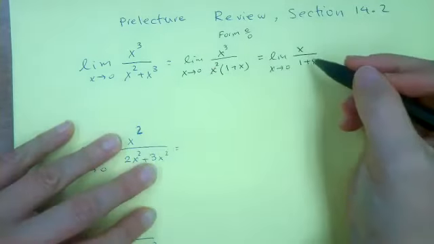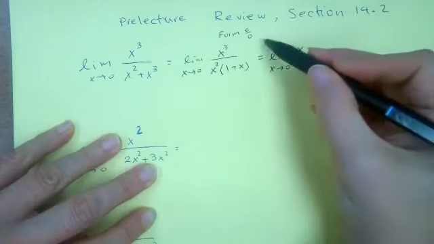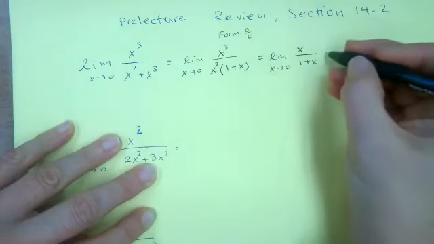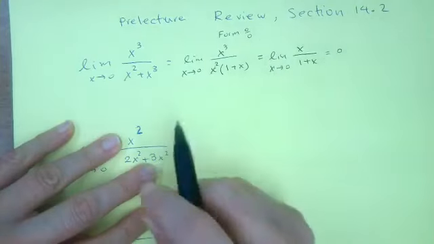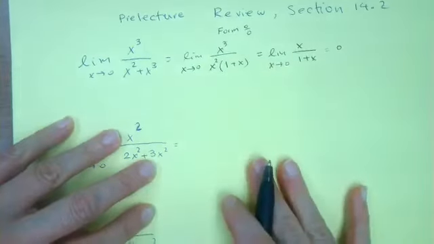Now I can plug in, it won't be an indeterminate form, so it's going to be 0. 0 over 1 is 0.